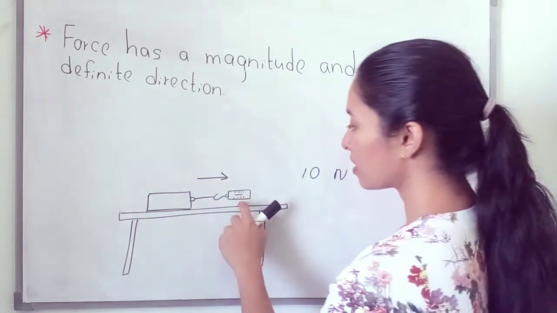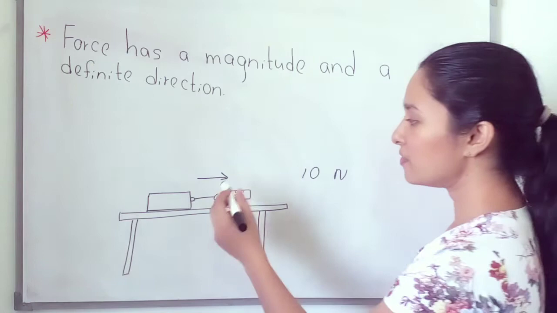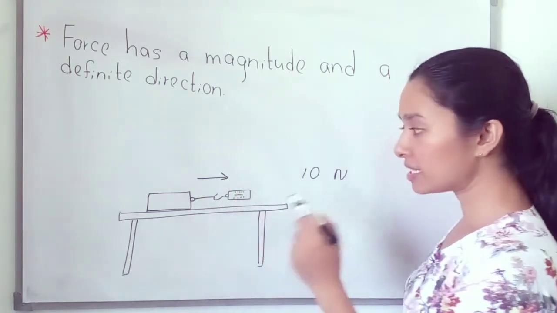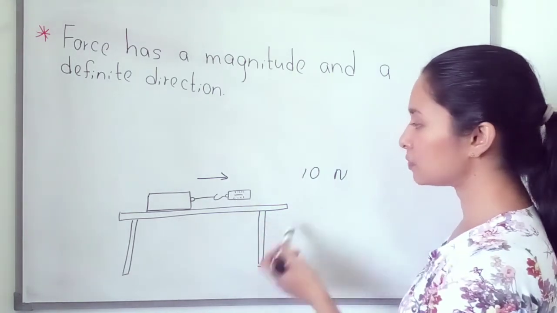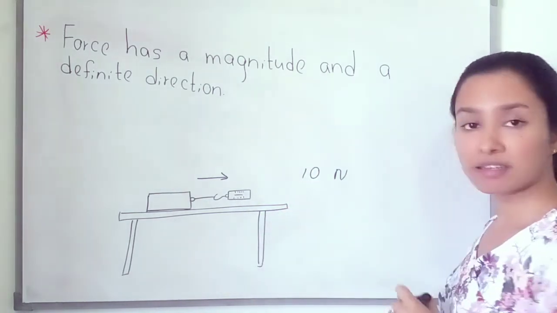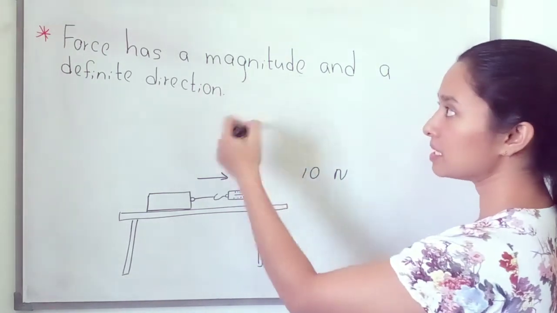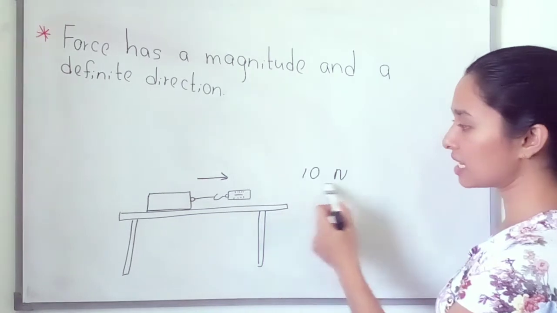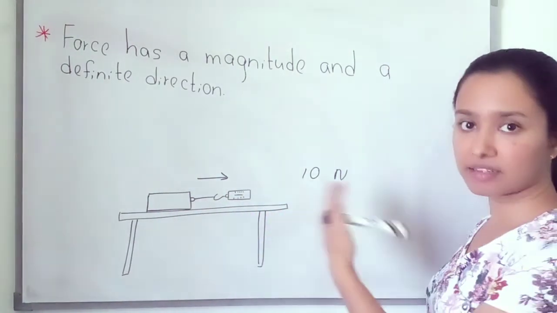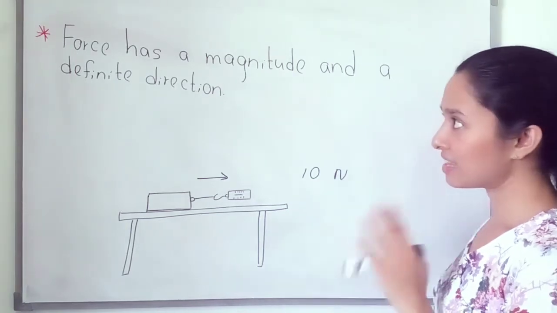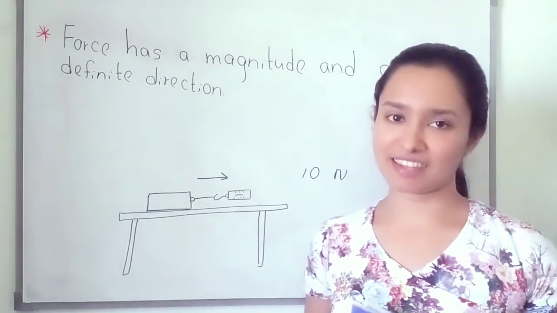And here we are using a Newton spring balance, so we can measure what the force we apply is. Here we can think it is 10 newtons. So the magnitude, that means the amount of force, is 10 newtons. What is the direction? It is the right side, right direction. That means force has a magnitude and a definite direction.